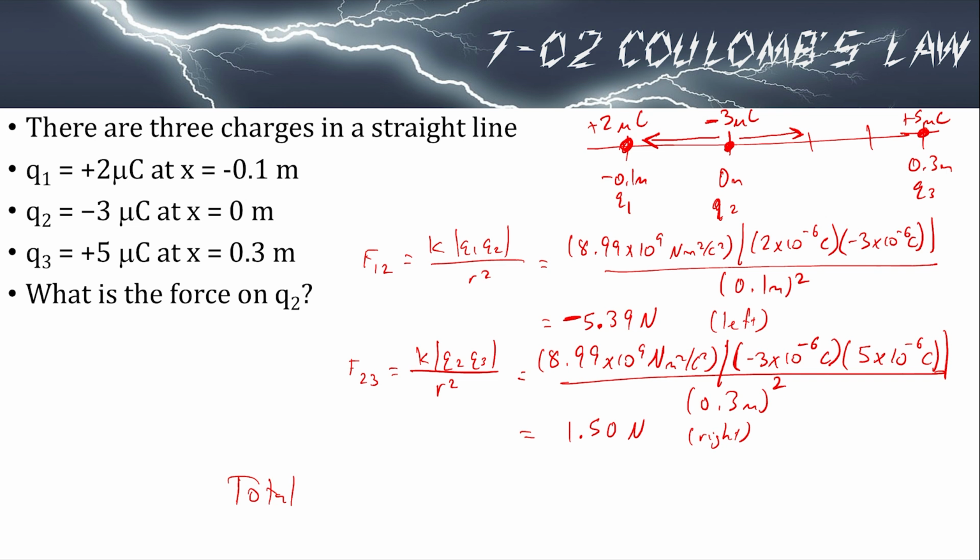And then we'll find our total. Negative 5.39 because Q1 pulls it to the left, plus 1.50 because Q3 pulls it to the right, gives us negative 3.89 newtons. What does that mean? That means our force is 3.89 newtons towards the left, or towards Q1.